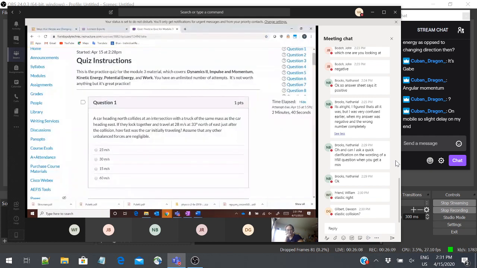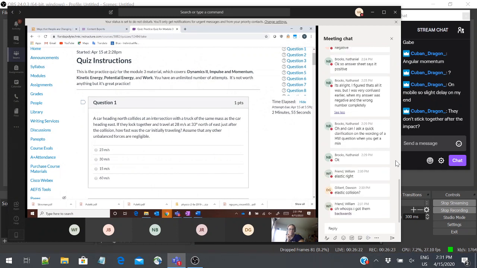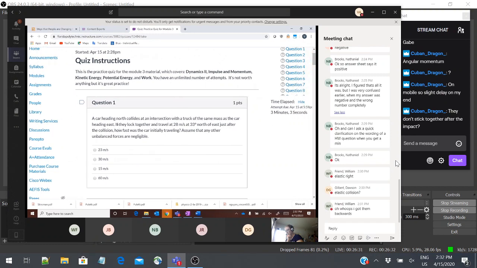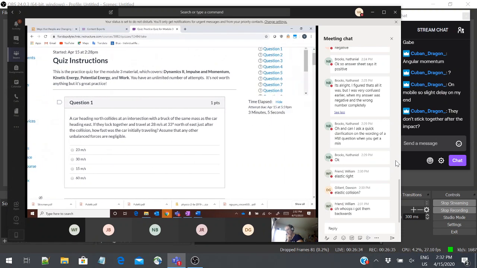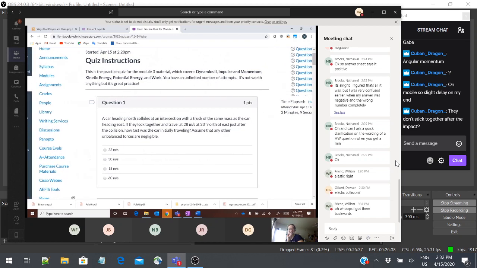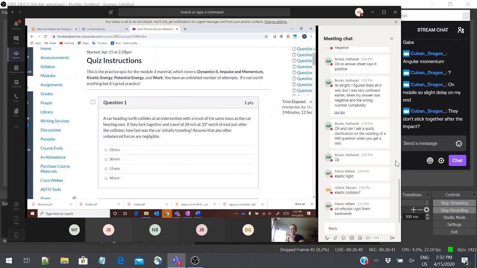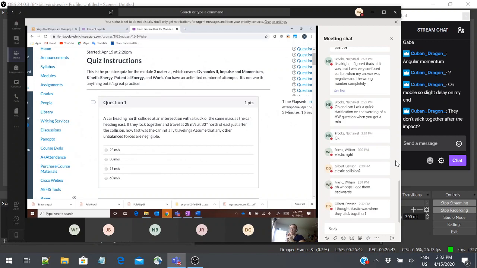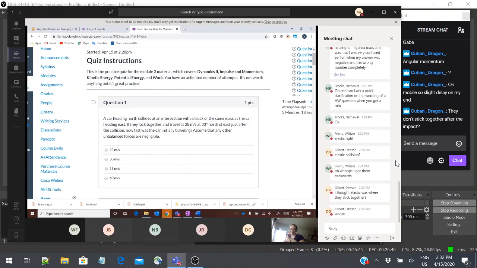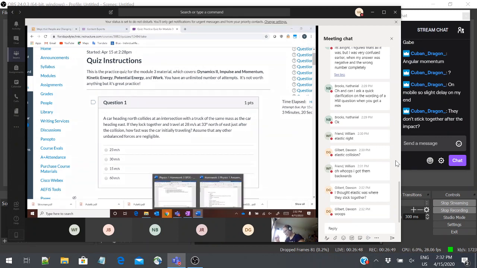I got them backwards. Gabe, you're backwards. They do stick together. They lock together and travel at the same rate, right? So because they stick together, that means inelastic collision. No, inelastic is where they stick together. Yeah. So we'll put a little note here.